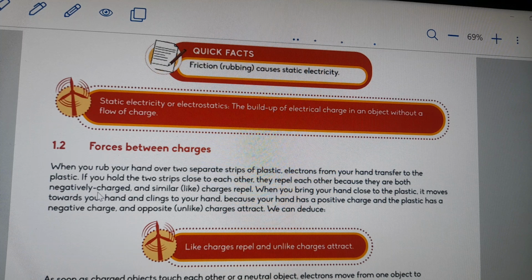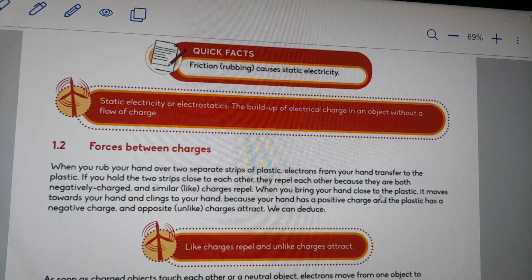Why are they negatively charged? Let's repeat this again. When you wrap your hand over two separate strips of plastic, electrons from your hand transfer to the plastic, which means now both the plastic strips will have more electrons, and if they have more electrons, they will be negatively charged. Now, if you hold the two strips close to each other, they will repel each other because they are both negatively charged. Similarly, like charges repel.